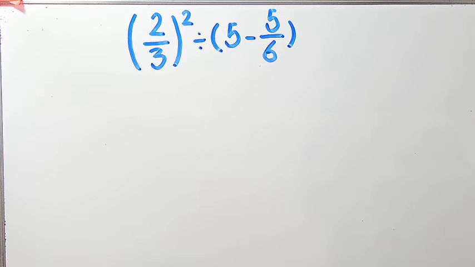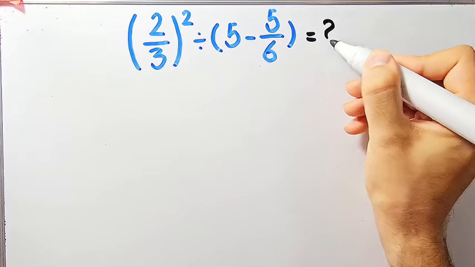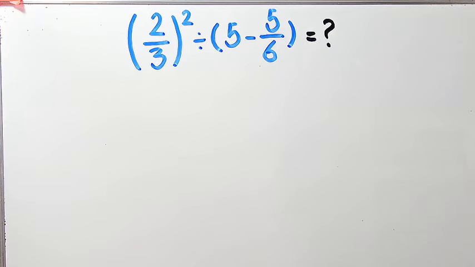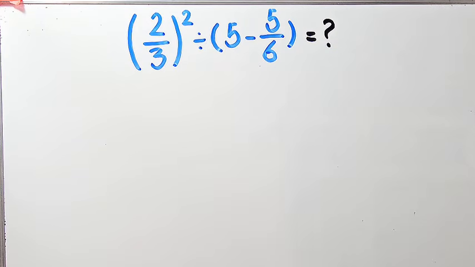In this video we are going to solve 3 questions about PEMDAS rule. In the first question we have 2 over 3 to the power of 2 divided by open parentheses 5 minus 5 over 6 close parentheses. What is the answer of this question? In this question we have exponent, division, parentheses and subtraction.